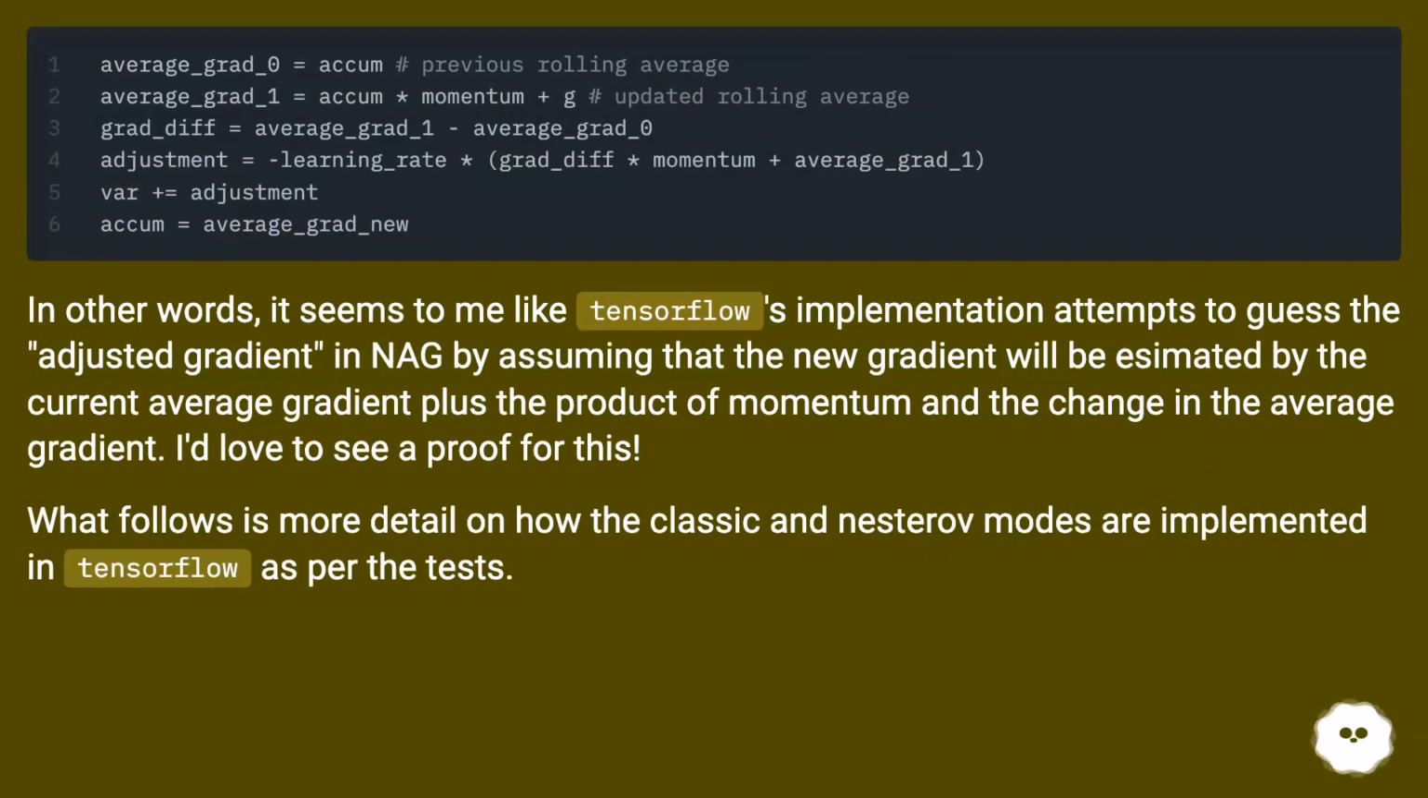In other words, it seems to me like TensorFlow's implementation attempts to guess the adjusted gradient in NAG by assuming that the new gradient will be estimated by the current average gradient plus the product of momentum and the change in the average gradient. I'd love to see a proof for this. What follows is more detail on how the classic and Nesterov modes are implemented in TensorFlow as per the tests.